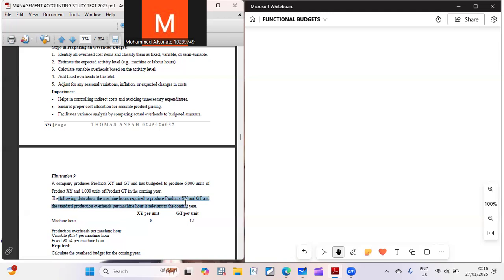Okay. So now, the question tells us that the machine hours are here. The production overheads per machine hour are also given, and we are supposed to calculate the overheads. So what do you do in terms of working out the production overheads?